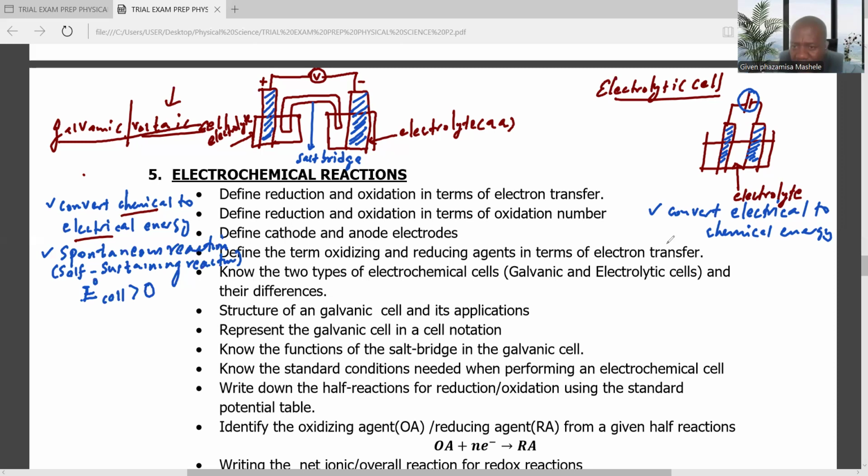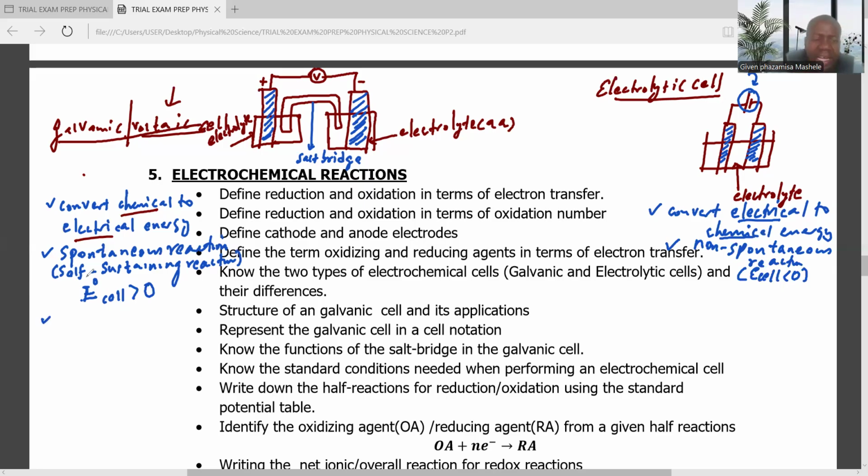But an electrolytic cell is an example of a non-spontaneous reaction, which means it's not a self-sustaining reaction. The E cell is negative. Why? Remember, it uses electricity. So without electricity, the reaction will not take place. Like right now, if you're experiencing load shedding, then using this, the process will not take place. It's just an example.